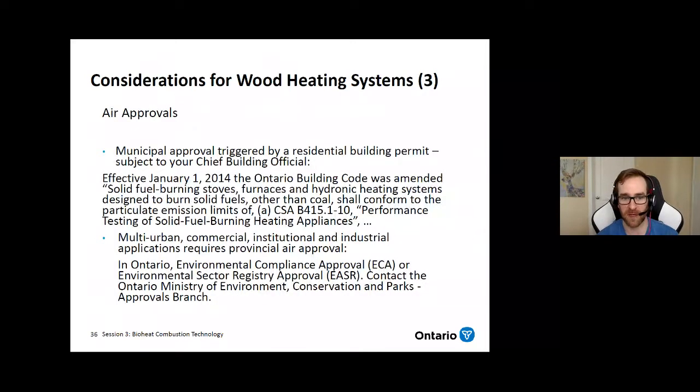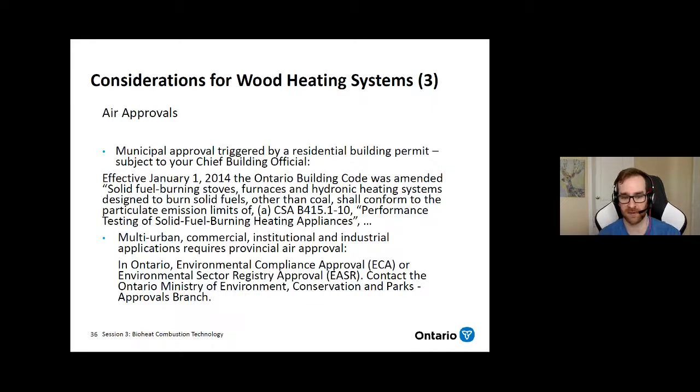There are some air approvals that are required. If you're residential, you'd require a building permit, so you have to check with your municipality. They enforce that part of the Ontario Building Code. Other provinces would probably have a similar application. Every province is different in that aspect for the residential sector.